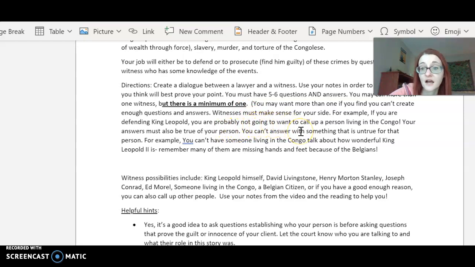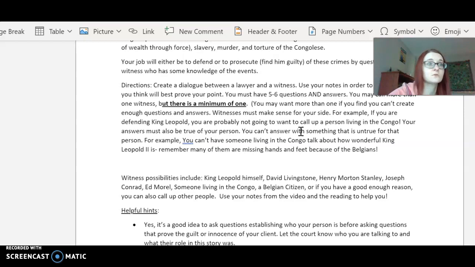Witnesses must make sense for your side. A lot of this project is going to be based on logic. So it has to make sense. You have to call somebody who makes sense to your side. If you're defending King Leopold, it's not best to bring up somebody living in the Congo. Why? Well, if their hand was cut off because of not reaching their rubber quotas, and their hand was cut off in the name of King Leopold II, they're not going to have very nice things to say about King Leopold II. Their answers have to make sense for them as well. And for that I use that same excuse, right? That they're not going to say wonderful things about King Leopold II.